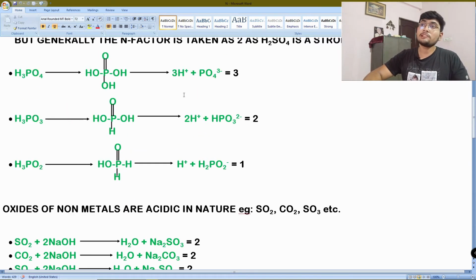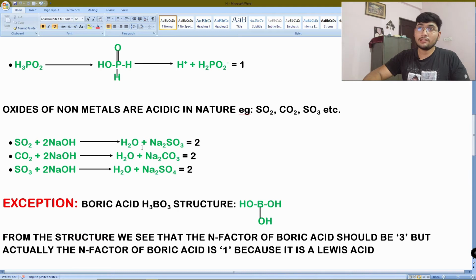Now in the above examples it is giving H plus ions. In these examples like sulfur dioxide and carbon dioxide, it is not giving H plus ions, instead it is attracting OH minus ions towards itself. In sulfur dioxide and sodium hydroxide the final product is water and this salt. So the sulfur dioxide has attracted 2 OH minus ions towards itself to give the following product. So that's why the n factor of sulfur dioxide is 2.